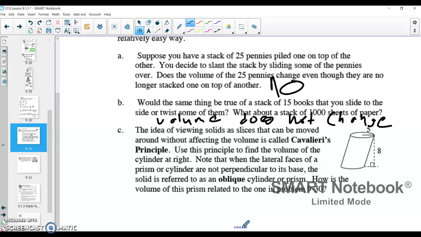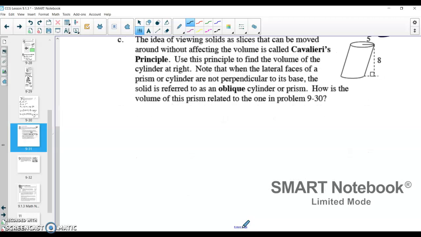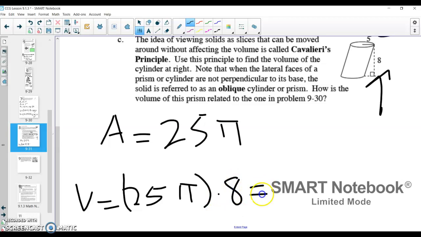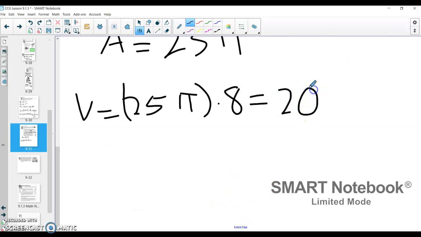Well, I just said, and I want you to understand it too, that the volume does not change when things get slanted. So if we want to find the volume, we do the same thing. The area of that circle is still 25 pi. The height is still 8. And so our volume becomes 25 pi times 8, which gave me 200 pi. Again, just trying to reinforce this idea that nothing changes if we start slanting it.